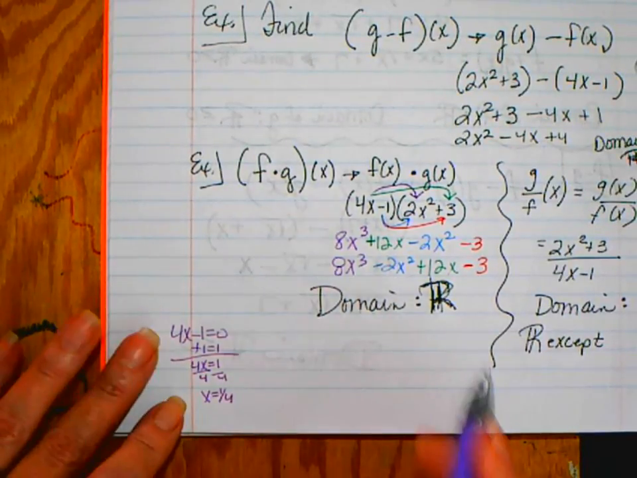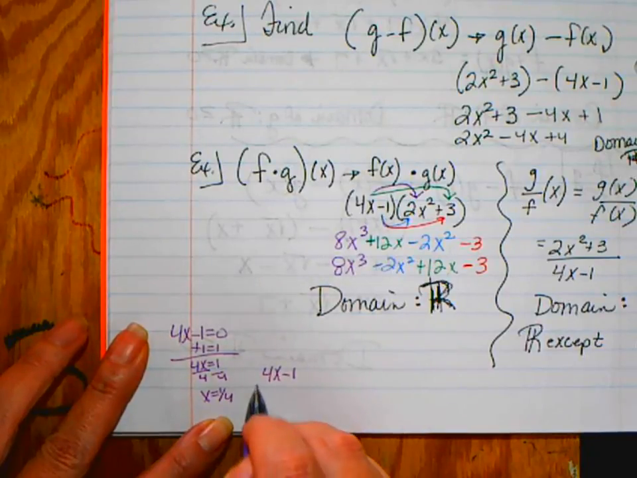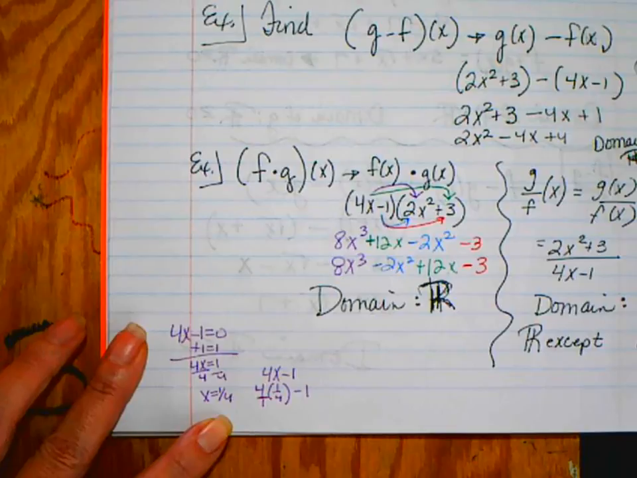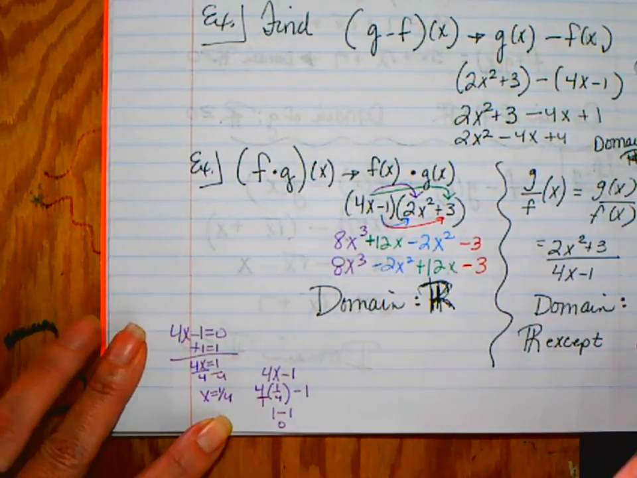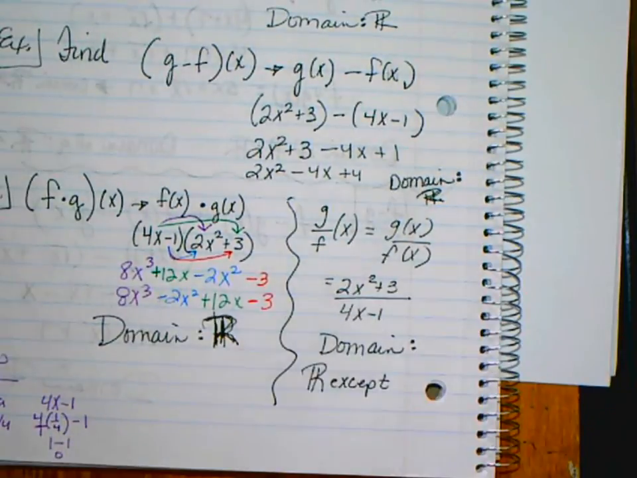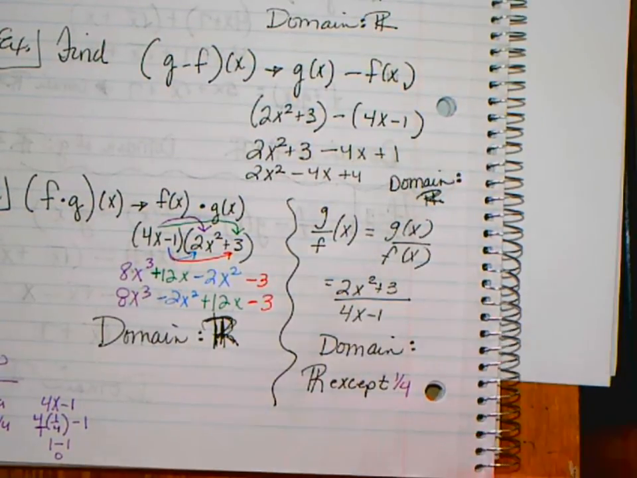So let me prove it to you. If I had 4x minus 1 and x was 1/4, that'd be 4 times 1/4 minus 1, which 4 over 1 times 1/4 is 4/4, which is 1 minus 1. Isn't that 0? Yes. So since we can't have 0 in the denominator, that's the only thing x cannot equal is 1/4. So all real numbers except 1/4. Basically, it's my restriction. When you have a fraction, look at where your restriction would be.